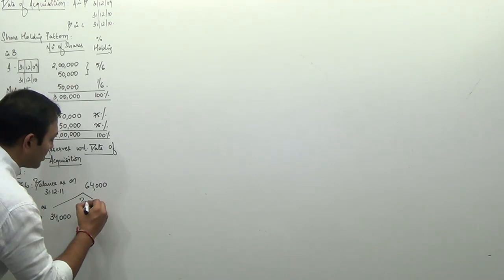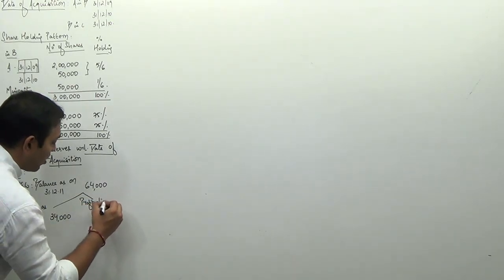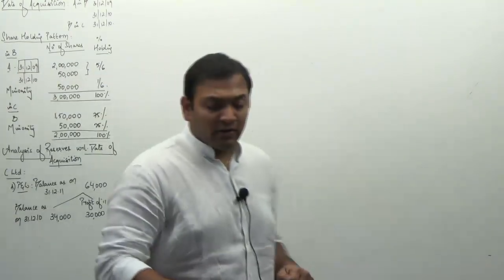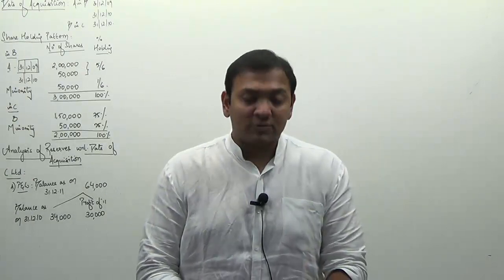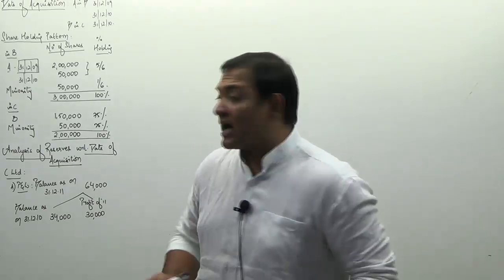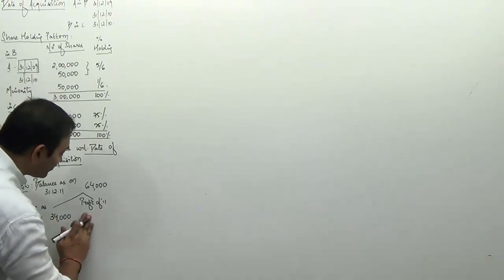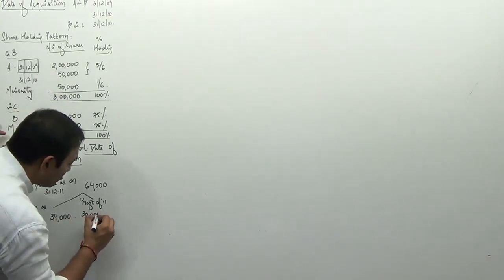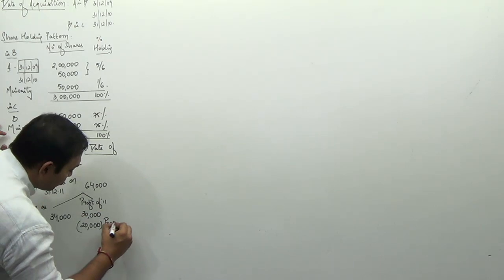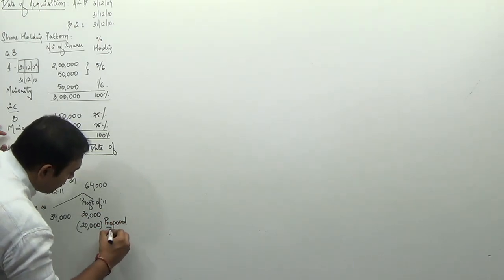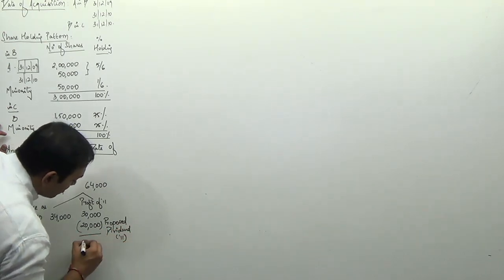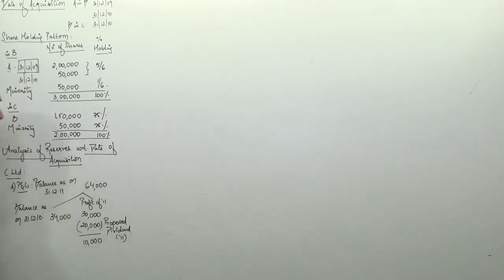So, this will be profit for 2011. 30,000. This is also already given to us. But we need one adjustment. That is dividend to be proposed. How much dividend is being proposed? 10% on the share capital of C Limited. C Limited share capital is 2 lakhs. That means the dividend should be 20,000. This is proposed dividend for the year 2011. Balance left out is 10,000.